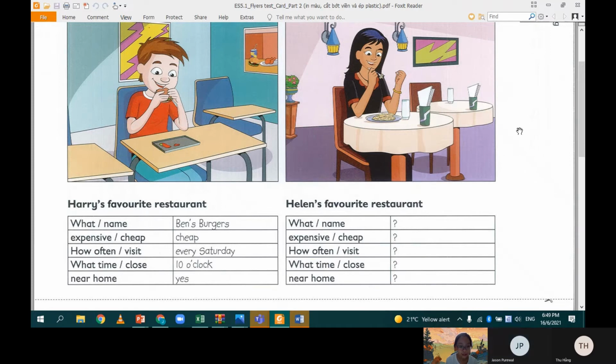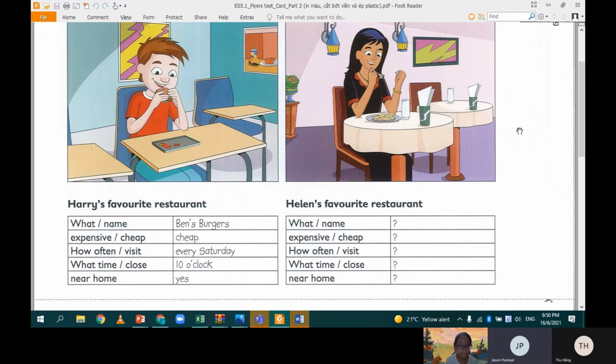Cheap. It's cheap, yeah. And how often does Harry visit this restaurant? He visits every Saturday. And what time does this restaurant close? The restaurant closes at 10 o'clock. And is this restaurant near his home? Yes.